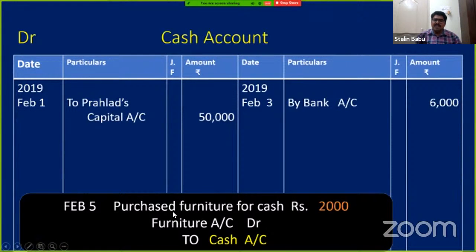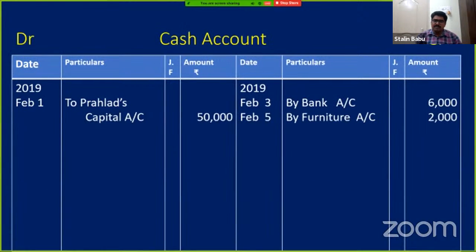On the 5th, purchased furniture for cash, rupees 2,000. So the entry is furniture account debit to cash account. Is the cash account debited or credited? Cash account is credited here. So we have to post on the credit side. What is the date of the transaction? February 5th. So we write the date in the date column. In the particulars column, what is opposite to the cash? Furniture. So we write by furniture account in the particulars column and amount 2,000 in the amount column.